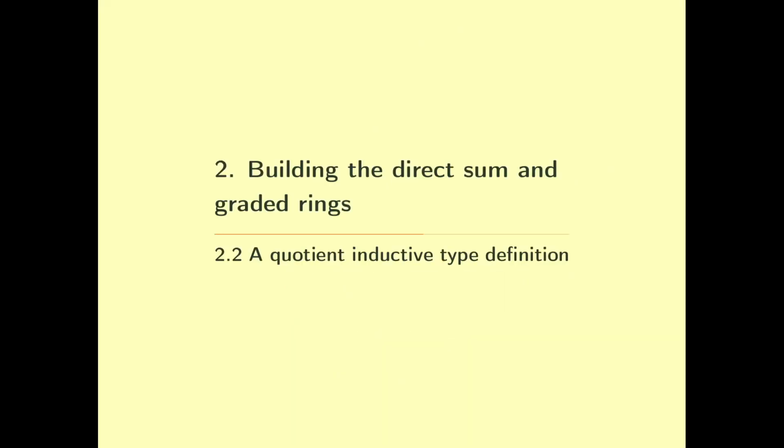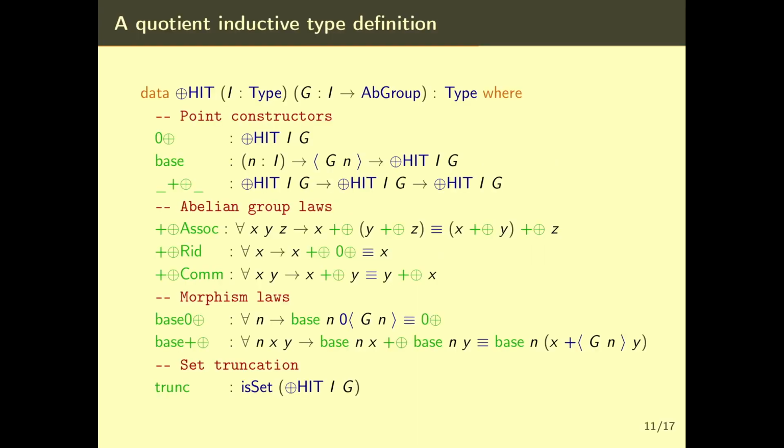Well, we could try to follow a more type-theoretical approach and use inductive types. And because we want to do mathematics, we're going to use quotient inductive types. So it gives this big definition that can be a bit scary at first, but it's actually quite easy. The most important constructor is the base constructor. Basically, it takes something in I, so an index, and a coefficient in G of n, and it gives you an element in the direct sum.